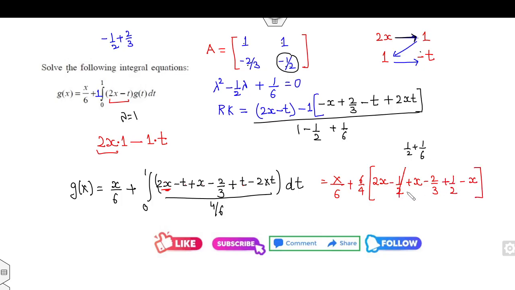So now you can solve that. That is my x, and x cancels. So the answer will be x over 6 plus 3 over 2, 2x minus 2 over 3. You solve it, and that will be the required solution of this problem.